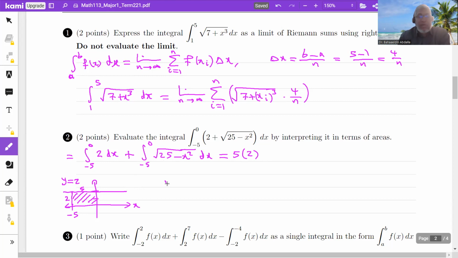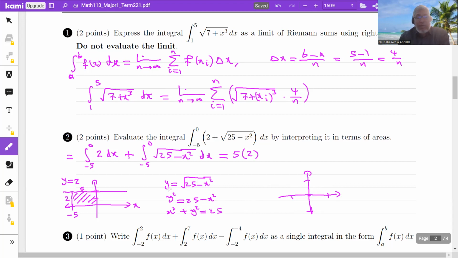While the other function, I have y equals square root of 25 minus x squared. And to find out what this function is, I square both sides. And then I take x squared to the other side. And then I realize that this is a circle. Circle with center at 0, 0, and radius 5, square root of 25. So if this is 5, I have this circle, okay?